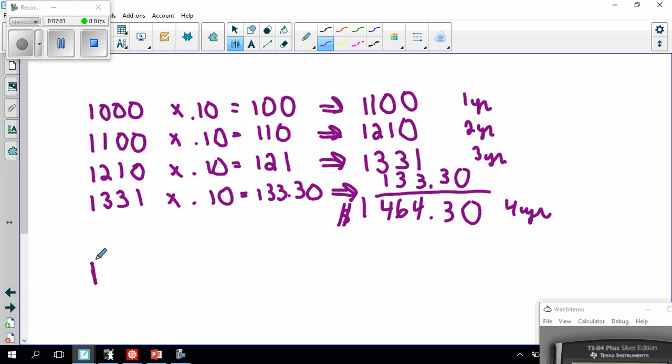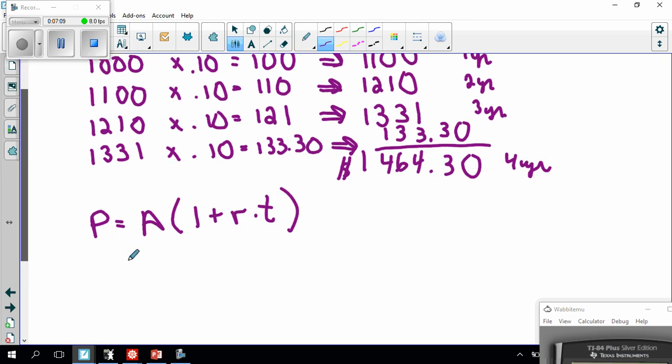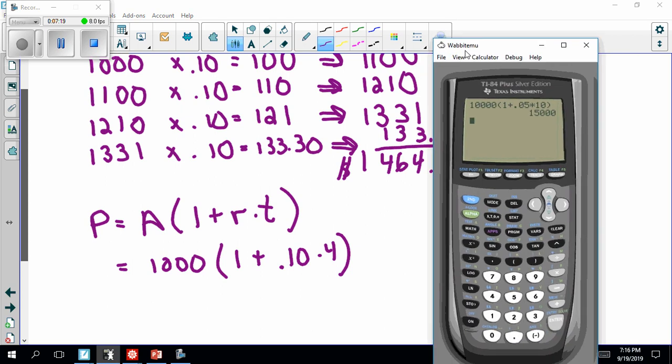Now if we use the A equals P(1 plus RT) formula, the amount would be 1,000 times (1 plus 0.10 times 4), which is $1,400.